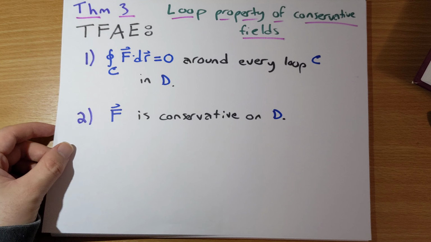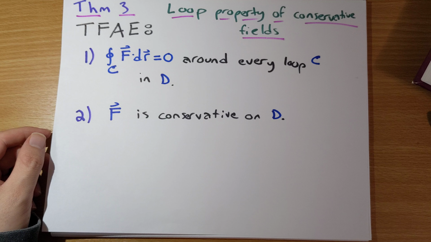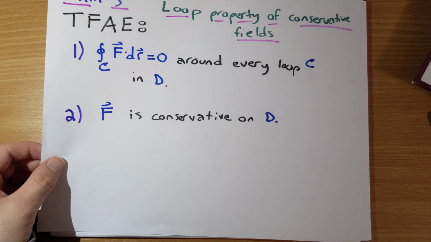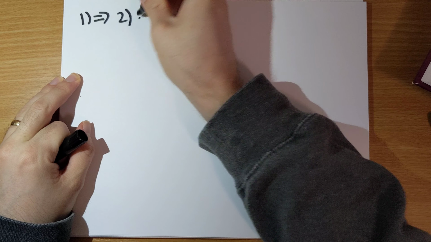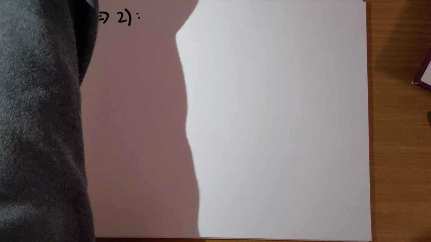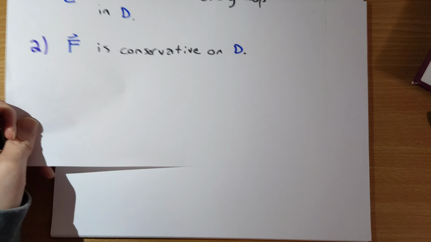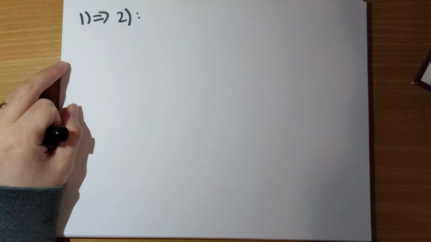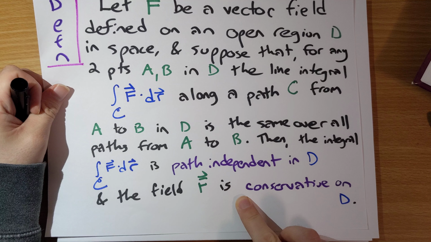In order to prove this, we need to show that if statement 1 is true, then statement 2 is true, and if statement 2 is true, then so is statement 1. So first, to show that statement 1 implies statement 2, we're given that the integral of F dot dr is equal to 0 around every closed loop. We want to show F is conservative. Conservative means that F dot dr is path independent.